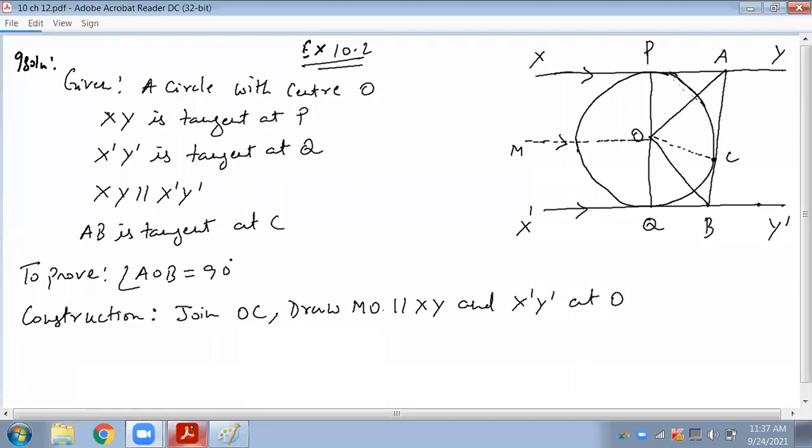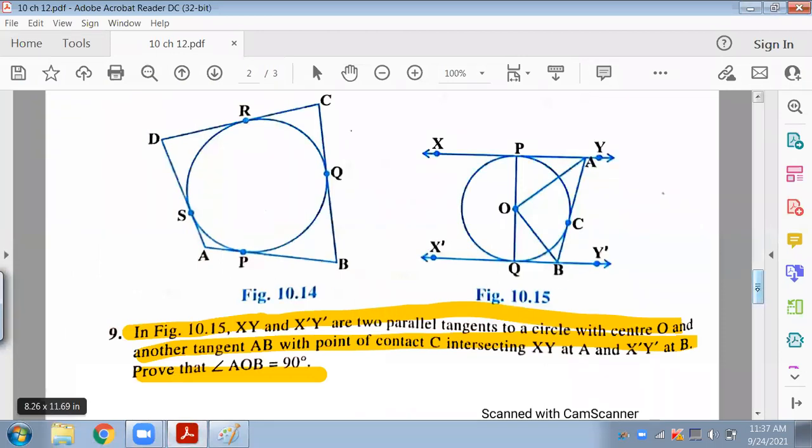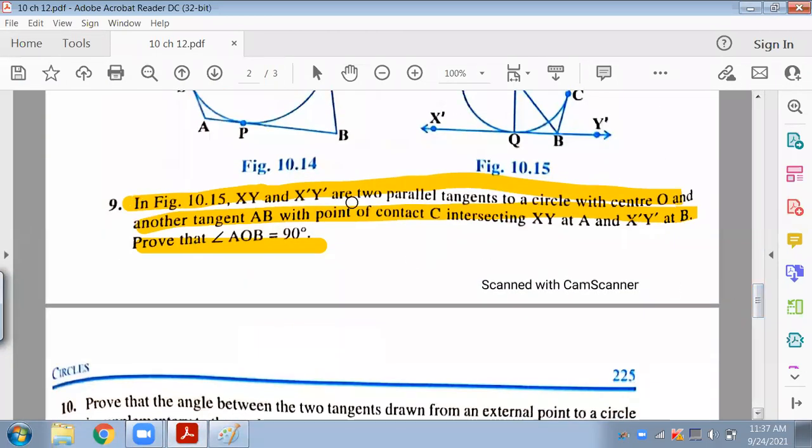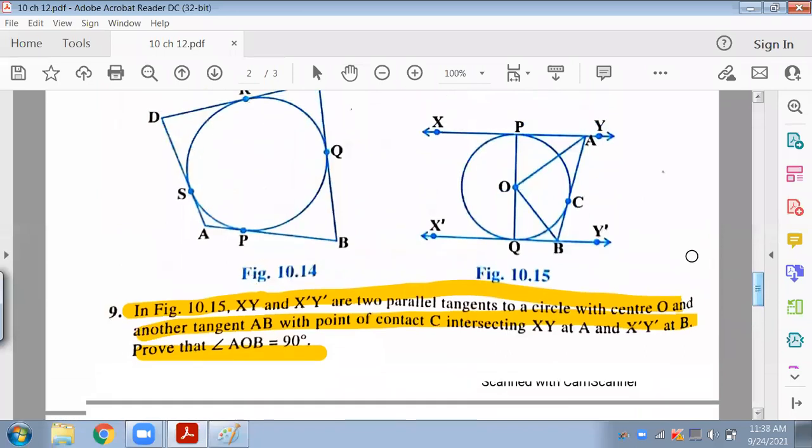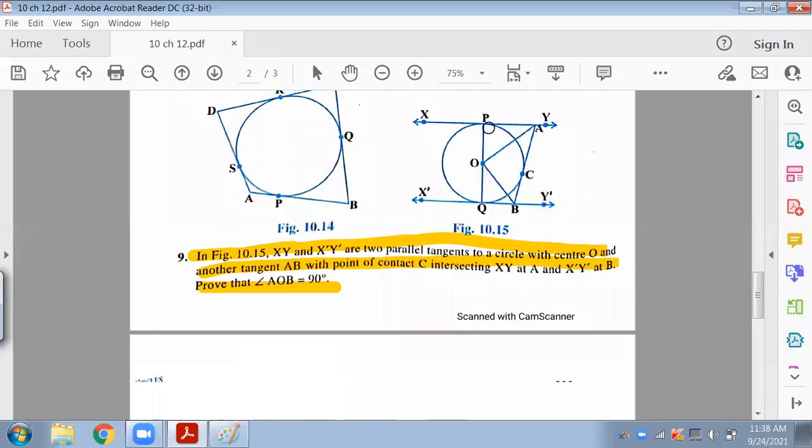Now we're going to see question number 9, and what the figure is given. The figure is given here, and what is told: XY and X'Y' are two parallel tangents at P and Q to the circle with center O, and another tangent AB with the point of contact C.